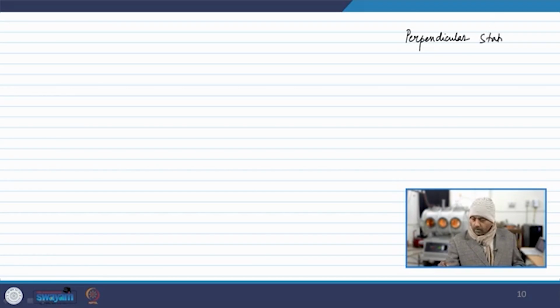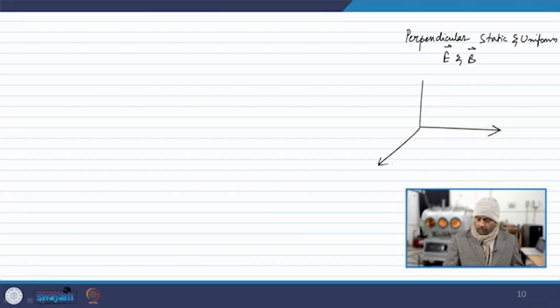Perpendicular, static and uniform electric field and magnetic field. So, these two fields are perpendicular to each other. So, let us say we consider the coordinate system like this, and let us say this is x, y, z. Take the electric field to be in this direction and the magnetic field to be in this direction.